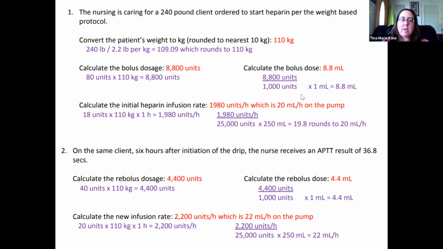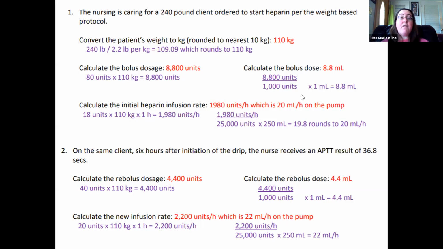Okay, let me check out the question in the chat box. Okay, rounding rules. For bolus doses over 1, it gets rounded to the nearest 10th. That is correct. For infusions, they always get rounded to the nearest whole number. Yeah, that's fine. It's going to depend in real life what type of pump you're using. And honestly, 19.8 versus 20, from a practical perspective, it's not going to make a whole lot of difference. It really is going to depend on what pump you're using.